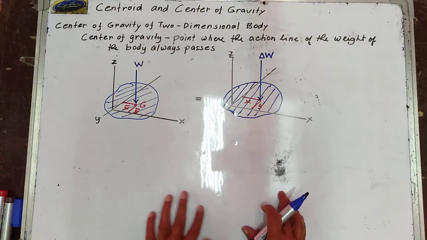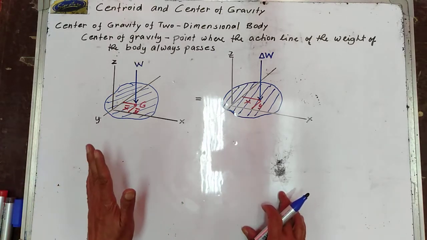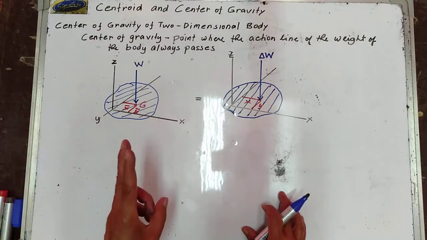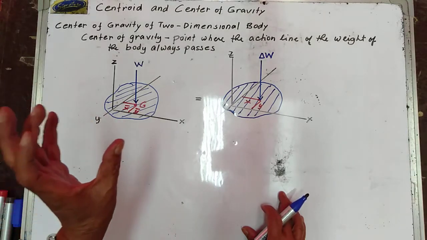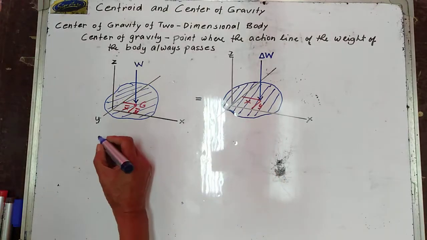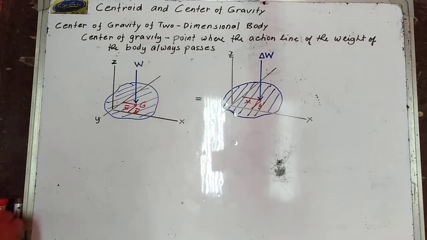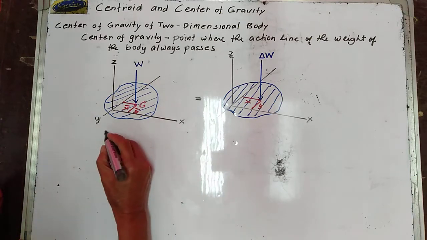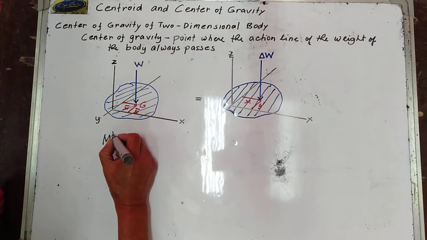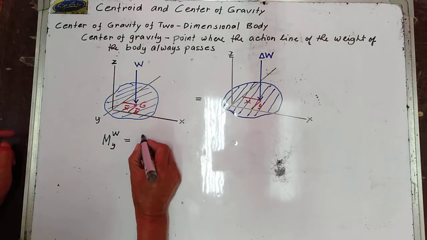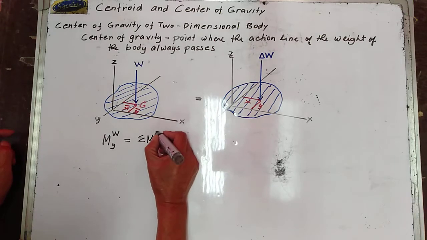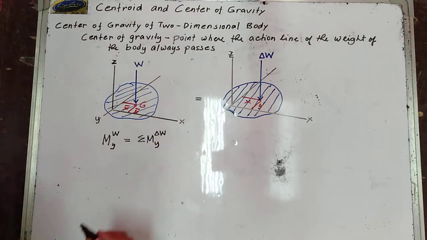If you recall, the moment of the resultant force about any axis is equal to the moment of all the forces about the same axis. This is true in determining the center of gravity of the weight of the body. So we now have the moment of the total weight of the body about the y-axis equal to the summation of the moment of the elemental weight considered about the same axis.